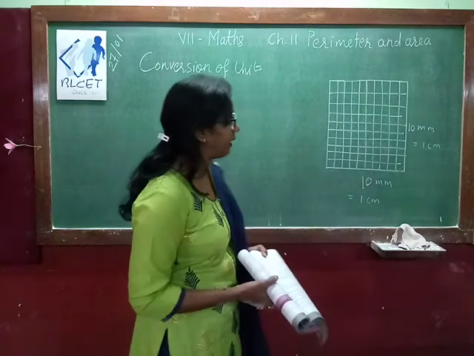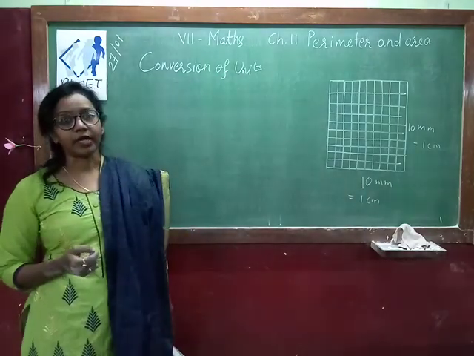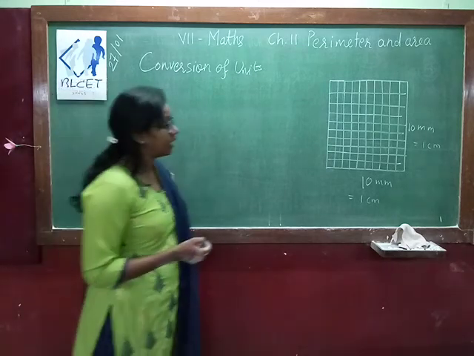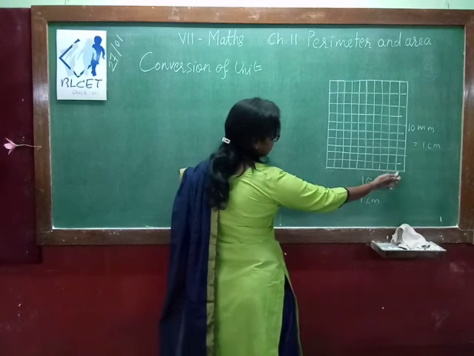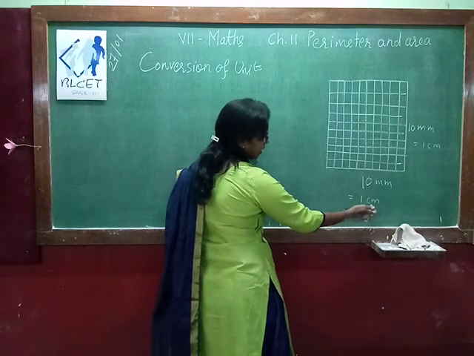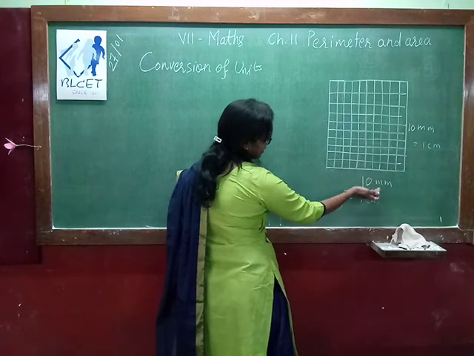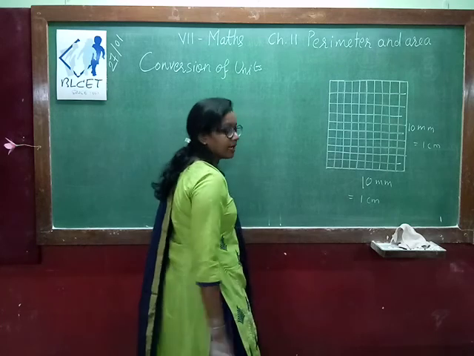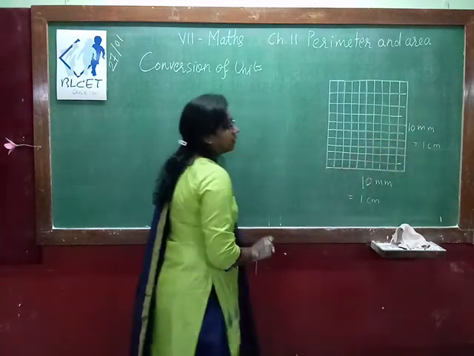So for that I have drawn one square and that square is divided into 100 equal parts. Suppose the length of this square is 10 millimeter. So 10 millimeter is what? 1 centimeter. 1 centimeter is equal to 10 millimeter. So the length of this is 10 millimeter as well as 1 centimeter. And the breadth is 10 millimeter, that is 1 centimeter.